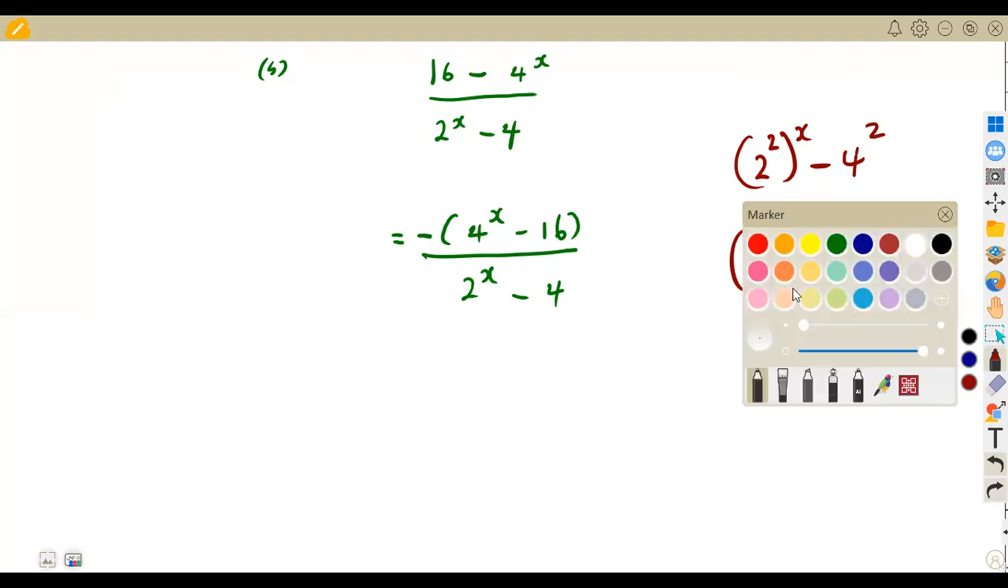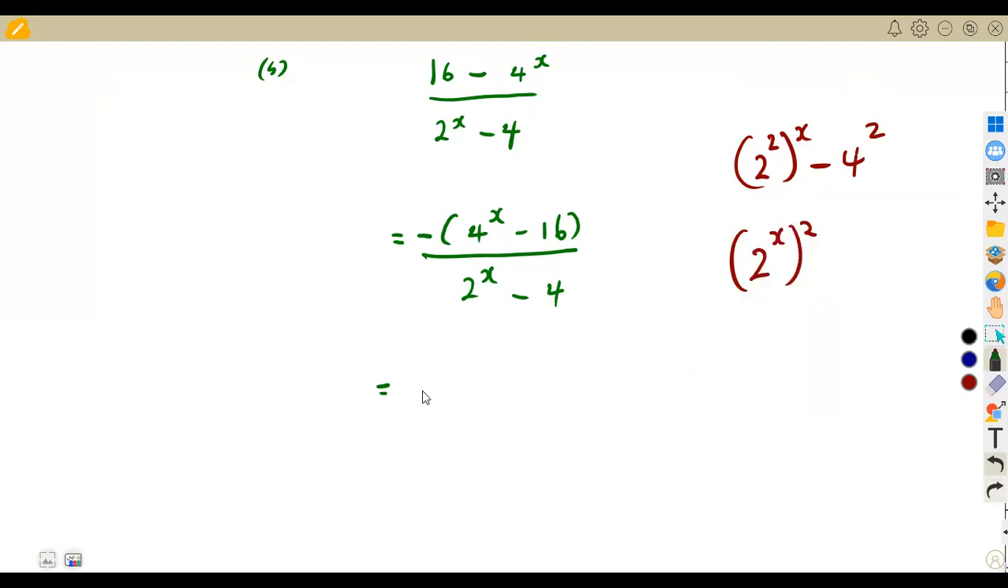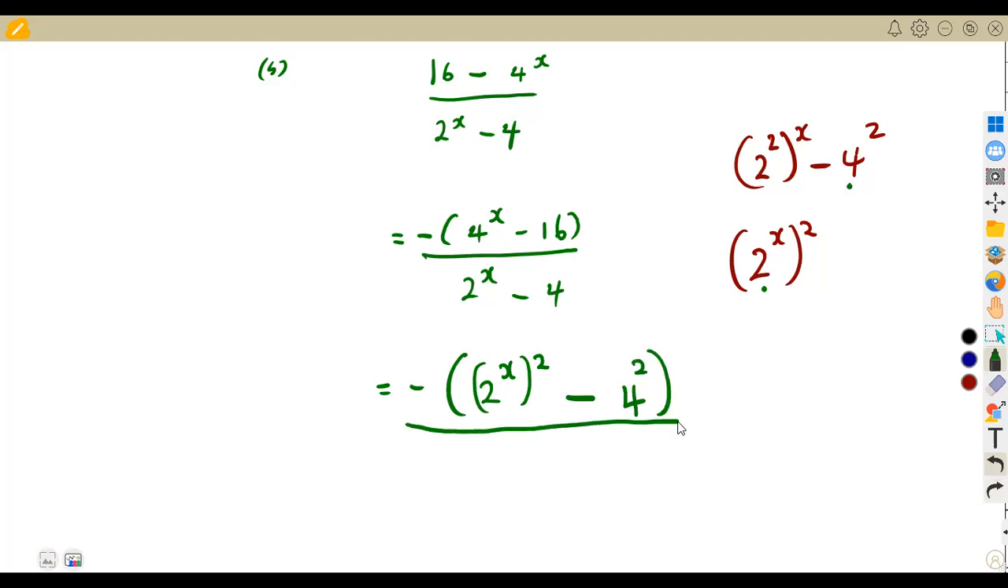So this here is the same as negative bracket 2 to the exponent of x, all right? To the exponent of 2. This represents 4 to the exponent of x, okay? Minus 16, which is 4 squared. So this is going to be 4 squared like this. Everything over 2 to the exponent of x.